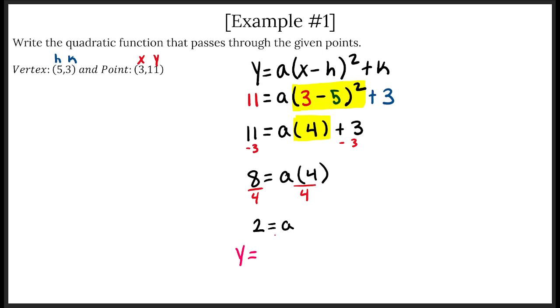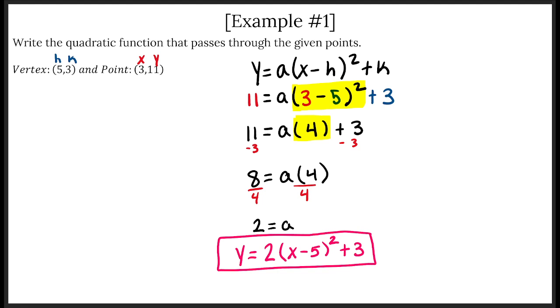Y equals, I have an A number this time. It is 2. Parentheses. X minus H, in this case, it's still minus 5. Squared plus K, which would be plus 3. I want this answer in pink. You do not want to leave it at A equals 2.